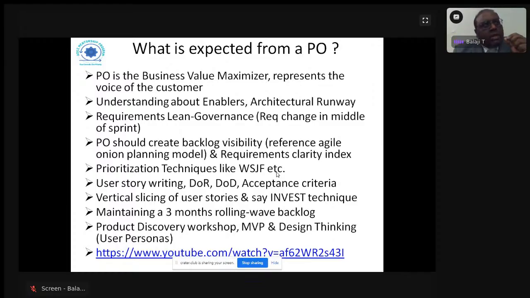Now, sometimes product owners will not be able to understand the enablers. Product owners will not be able to understand what you mean by an architectural runway. So it is the responsibility of an agile coach to coach the product owners on your spike user stories, your enablers, your architectural runway. For example, creating a REST API service call.